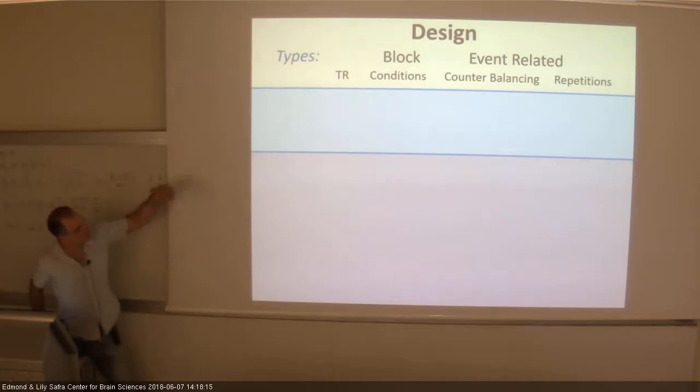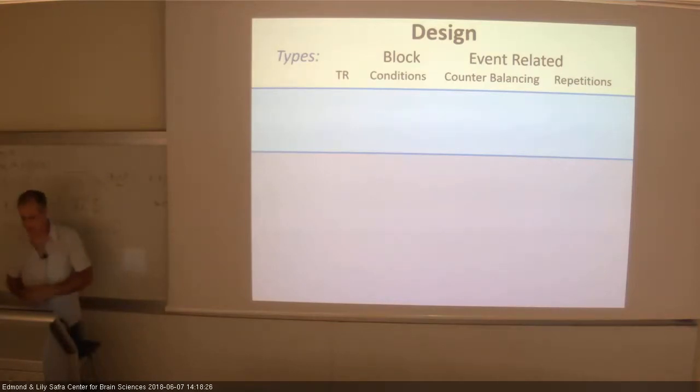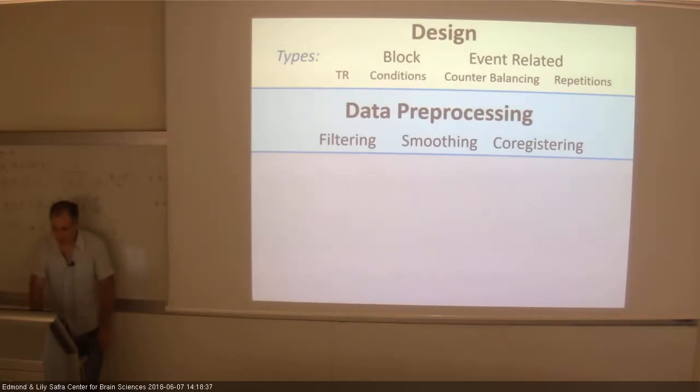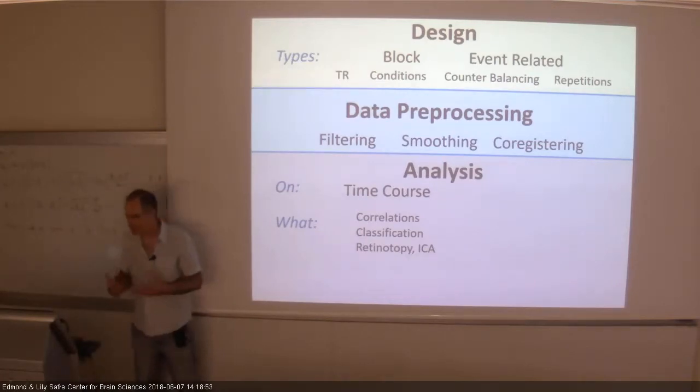When we talk about design, we'll see some keywords like block design and event-related design. For all these designs you need to consider parameters like the TR, the conditions you have, and so on. You have the pre-processing, which we'll go into in a second. And then in the analysis, this is kind of an intimidating slide. I thought about removing it, but then I said, let's leave it a bit messy, because there is a lot of lingo going around.